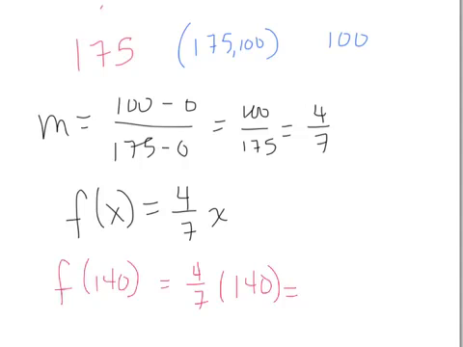And 4/7 of 140 turns out to be 80. So on a scale from 0 to 100, this person was at the 80th percentile, if you think about it that way. And you could make an analogy to any sort of normalized or standardized test where the raw score that you get is converted to a normalized score that's out of 100.